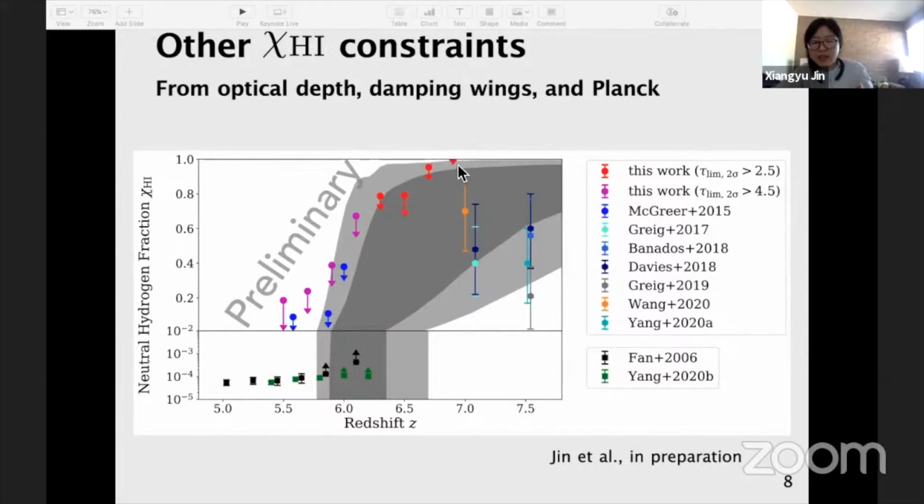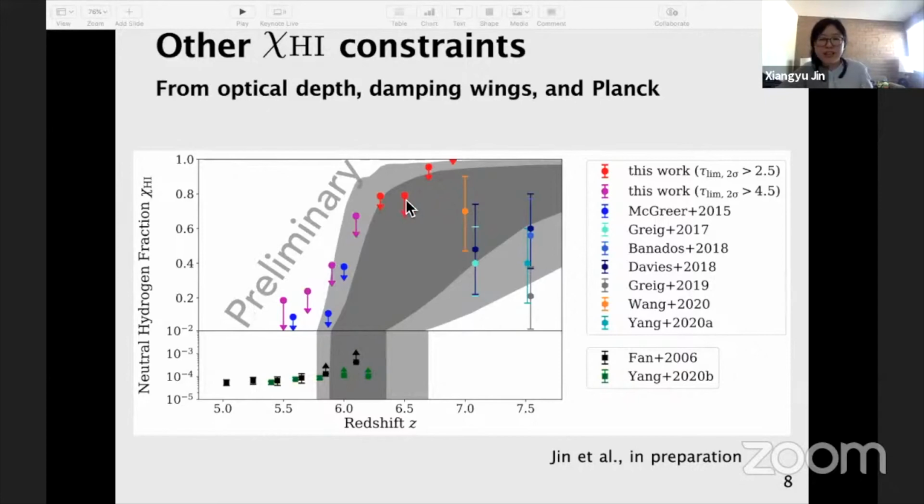At higher redshift range, because the sky is very noisy, here we use a smaller limiting optical depth cut at 2.5 to derive this upper limit on neutral hydrogen fraction. Our results constrain about 80% on the neutral hydrogen fraction at redshift 6.3 to 6.5. And this upper limit increased to about 95% at redshift 6.7. Overall, our upper limit on neutral hydrogen fraction increased very fast with redshift.